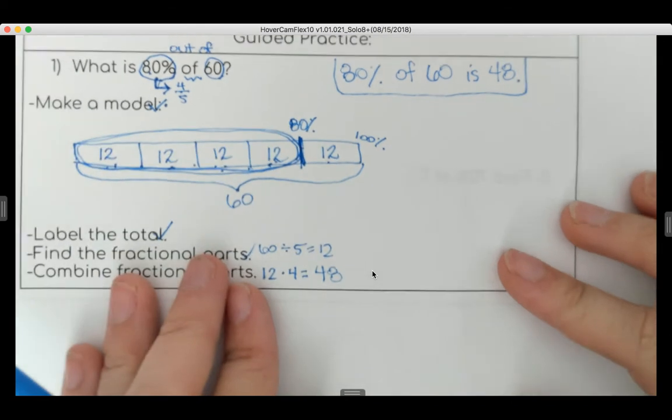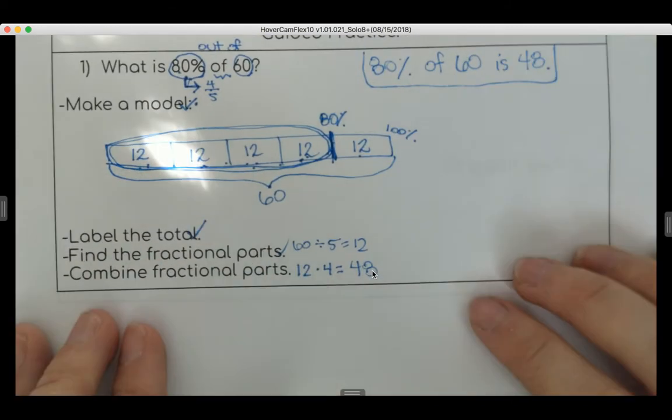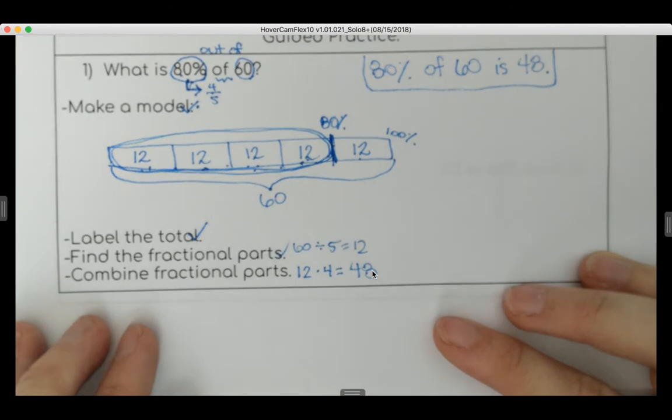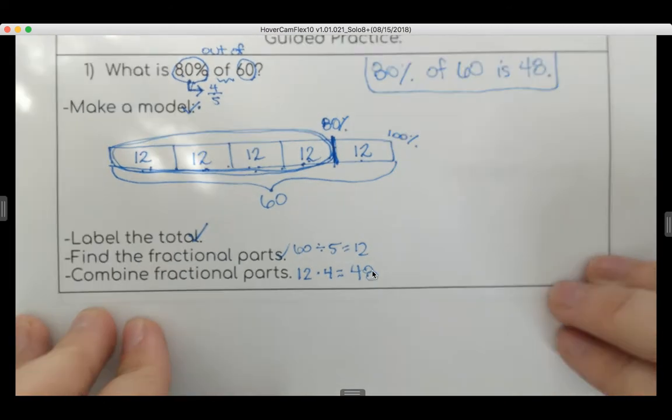Okay, when you're done with that, I'll stay here for a second. When you're done with that, turn the page. Mr. Watson, feel free to pause and answer questions, of course.